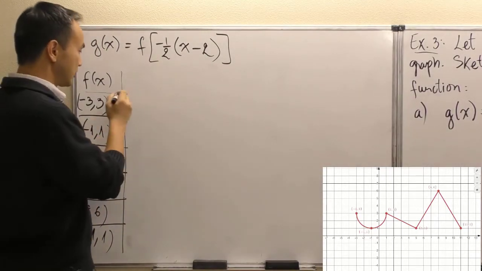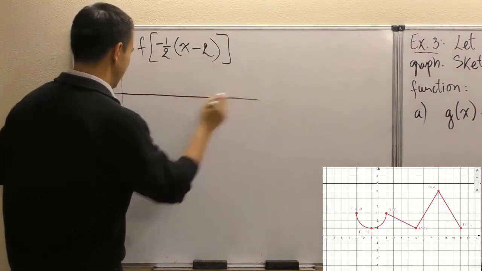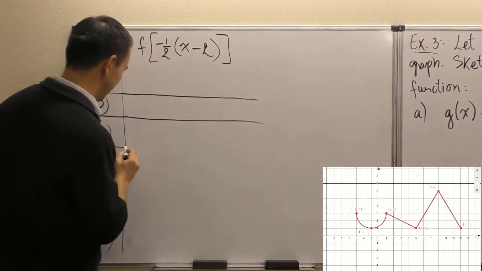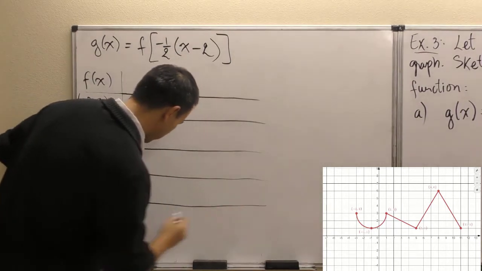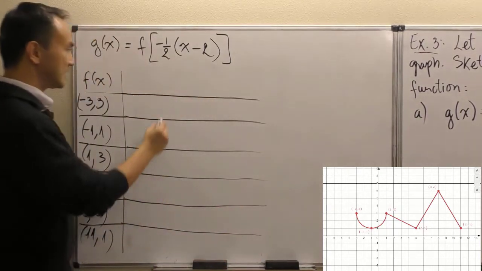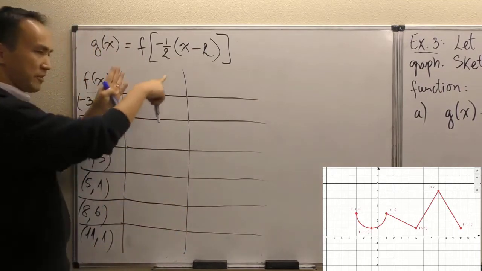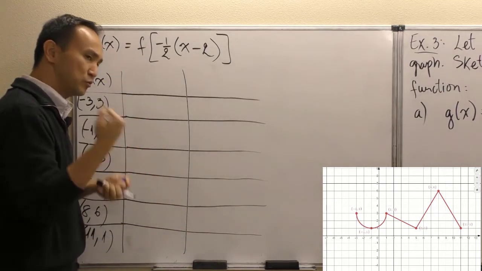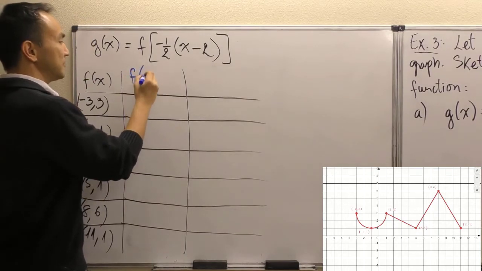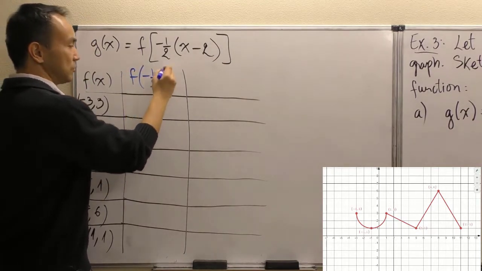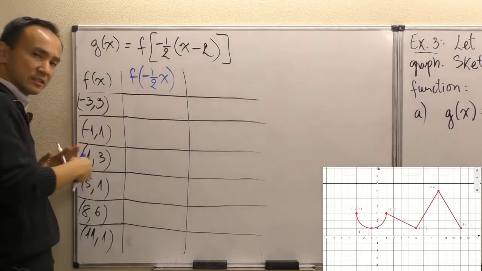Now I'm going to get my table ready for the sequence of the transformation steps. In the very next column here, I am going to calculate how f of negative 1/2 x will transform all of these guiding points.